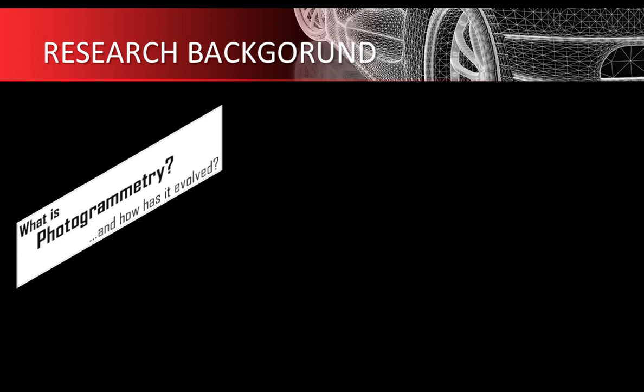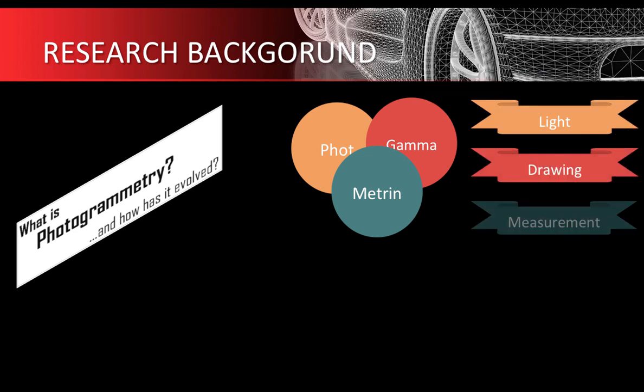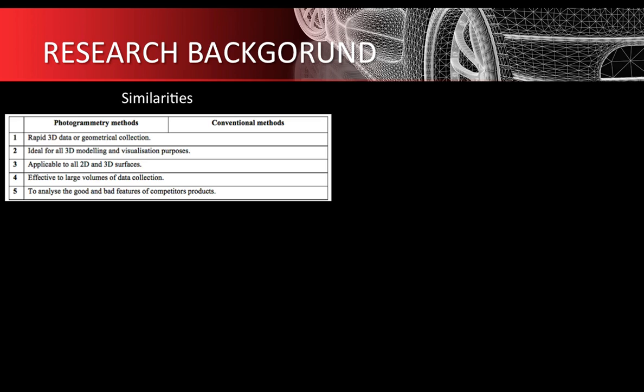The word photogrammetry is derived from three Greek words, which are phos, gramma, and metron, that denote light, drawing, and measurement respectively. The photogrammetry method can be divided into two main groups, which are the far range that branches into aerial and terrestrial techniques, and the close-range photogrammetry method itself. The similarity between the photogrammetry and the conventional methods is that they are applicable to all 2D and 3D surfaces.